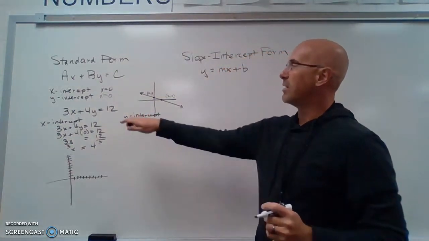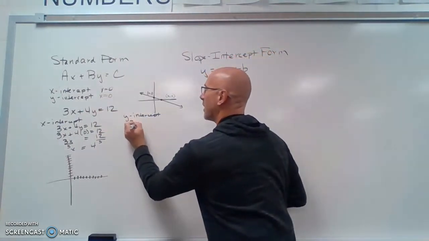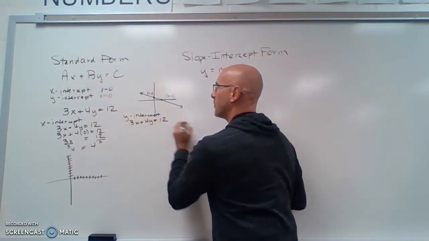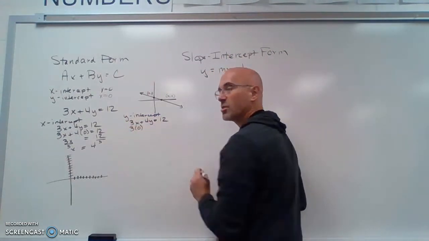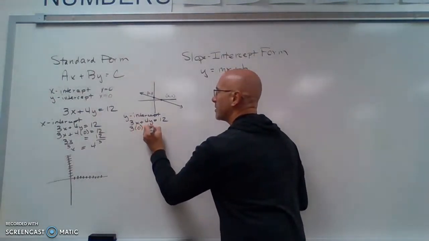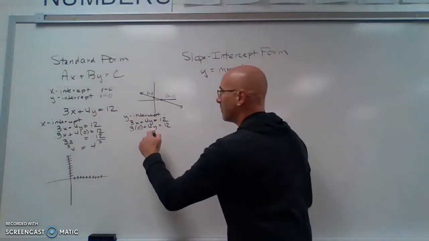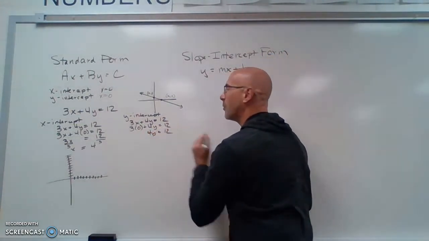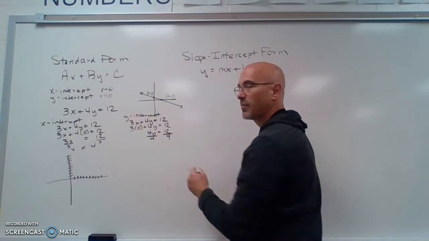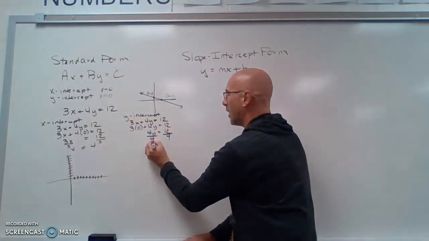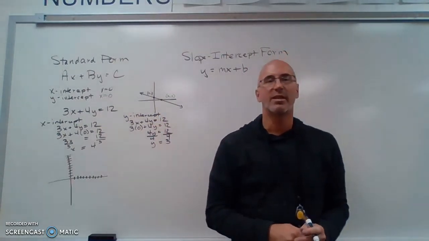So when we find the y-intercept, we substitute 0 in for x. So let's just rewrite the original equation. We are going to substitute in 0 for x. So let's just write that 3 times 0 plus 4y equals 12. Well, 3 times 0 is 0. So that part just drops off. So we have 4y equals 12. We can now divide by our coefficient. And then what we have is y equals 3. So our y-intercept is 3.